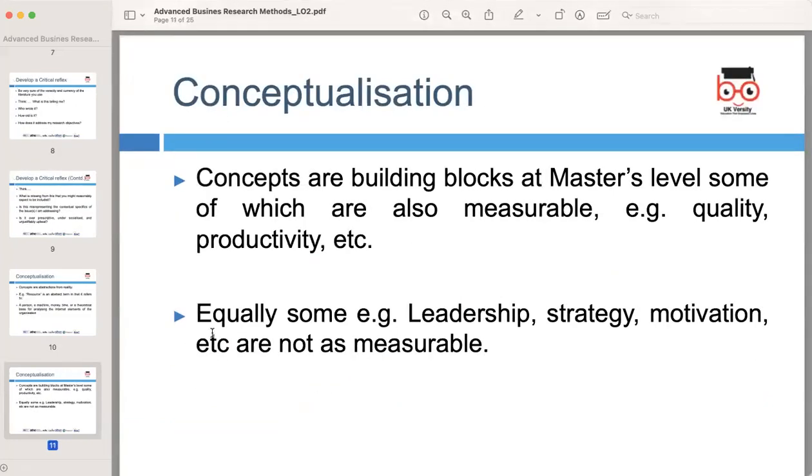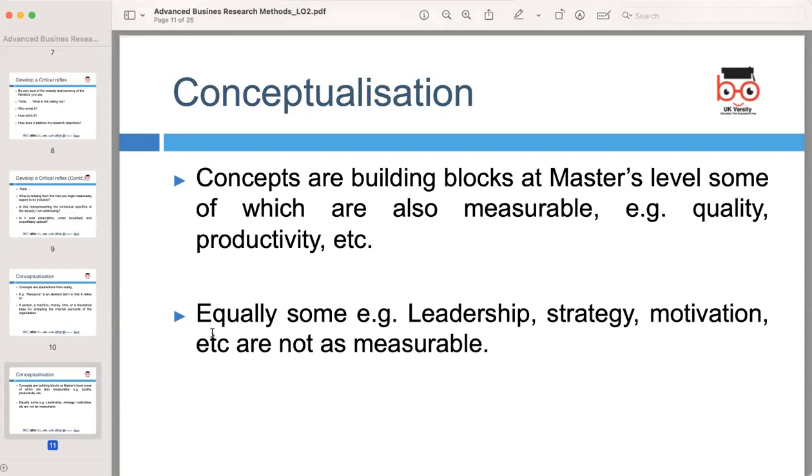So, conceptualizations. Concepts are building blocks at master's level, some of which are also measurable, for example, quality, productivity, etc. Equally, some, for example, leadership, strategy, motivation, etc., are not measurable.